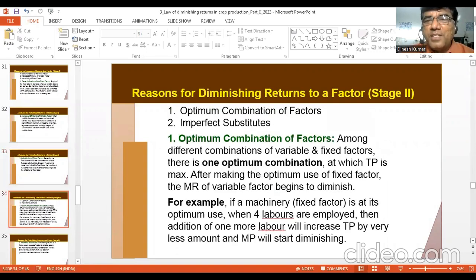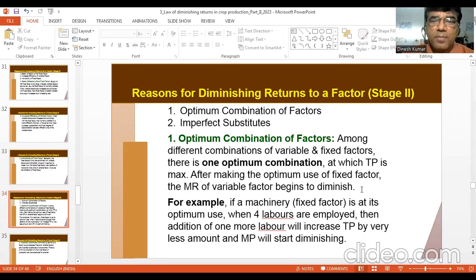Now, reasons for diminishing returns to a factor in stage 2: optimum combination of factors. In stage 2, there is an optimum combination. Therefore, your TP is increasing, and your total product will be highest at the end of this stage. So among different combinations of variable and fixed factor, there is one optimum combination at which TP is maximum. After making the optimum use of fixed factor, the marginal return of a variable factor begins to diminish. So in this particular zone, you will have some optimum combination of fixed factor and variable factors.